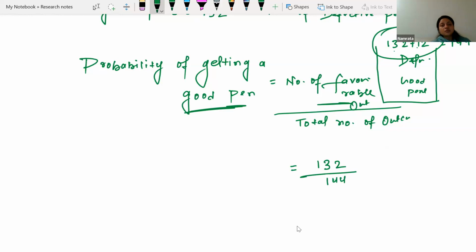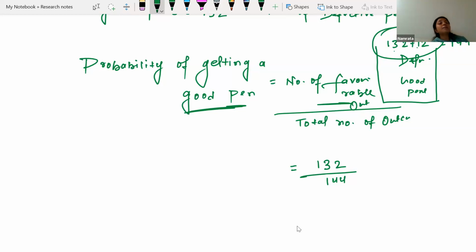Once I take one tricky or tougher question, then you will get to know it more well. Here this was a very basic question, that we are having this much of good pens, this much of defective pens, and everything is just getting mixed up. Now what is the probability of getting the good pen?